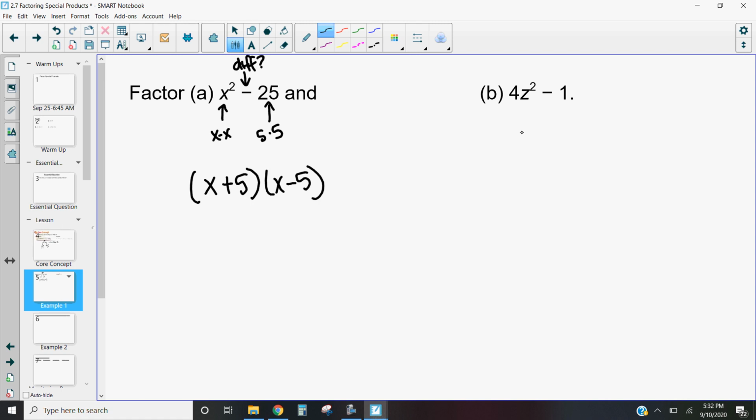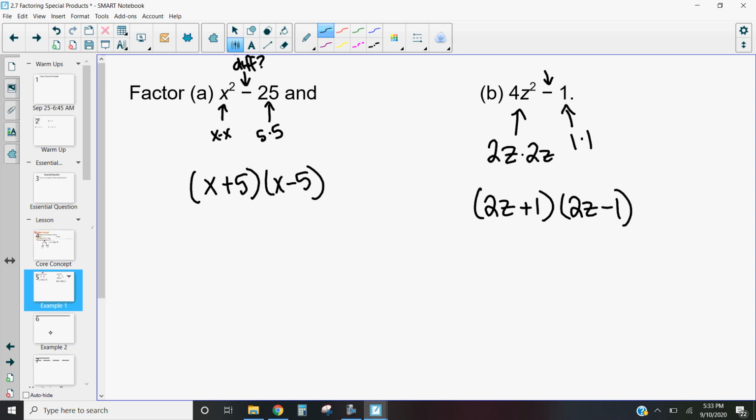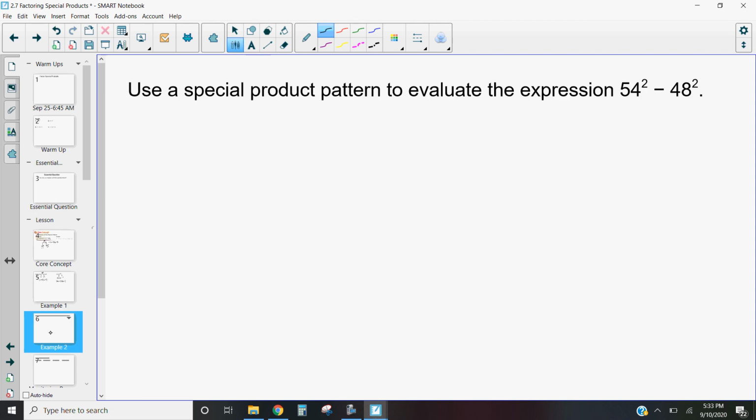This next one, 4z squared minus 1. Well, I have my difference here, so that works. Can I multiply two of the same thing? Is this a square? Yes, 2z. 2z times 2z, well 2 times 2 is 4, z times z is z squared, will give us that. And our 1 is just going to be 1 times 1. So when I expand this, I have 2z plus 1, and I have a 2z minus 1. That's what that's going to expand to. So I want you to use that special product pattern here to evaluate what this expression is going to be.